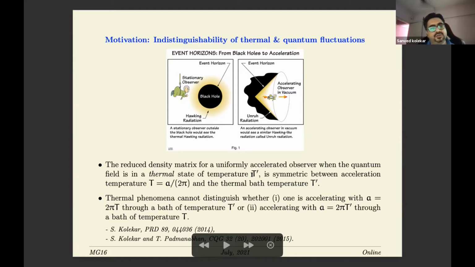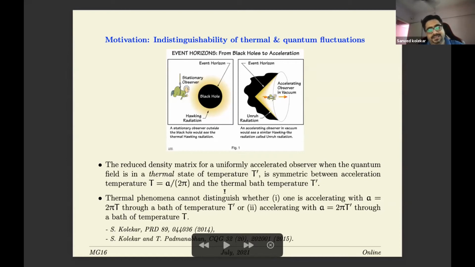Then you can do the usual QFT computation. You can compute the reduced density matrix. And what happens is the reduced density matrix is basically symmetric in terms of these two parameters: T', the thermal bath which you started with, and, let me call this, the acceleration temperature.